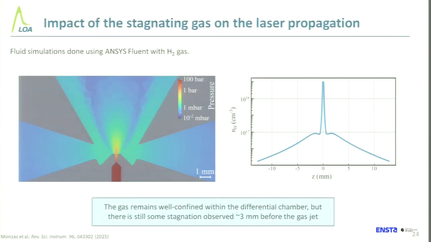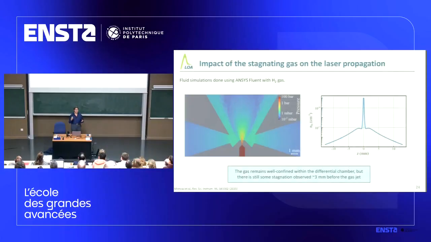A question that may arise with differential pumping system is: is there some stagnation of the gas in the small chamber around the gas jet? And if yes, will the stagnation of gas have an impact on the propagation of the laser pulse up to the gas jet? So we conducted some fluid simulation using the software ENSTA-PARIS, really to simulate how the gas was evolving within the chamber. And here you see the result of the simulation.